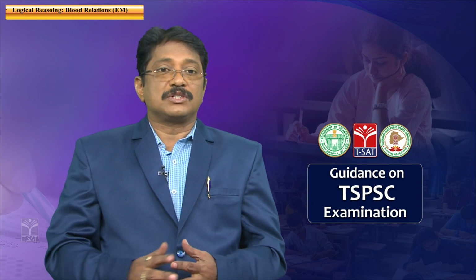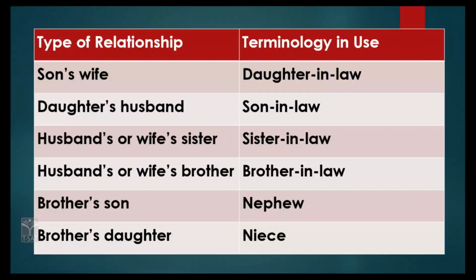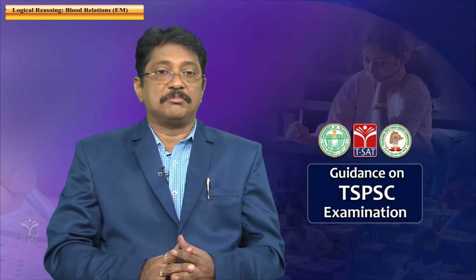Now, the wife of our son will be considered a daughter-in-law, and the husband of our daughter will be considered a son-in-law. The husband's or wife's sister we call a sister-in-law. The husband's or wife's brother will be considered a brother-in-law. A brother's son is called nephew, and a brother's daughter is called niece. These relations are very, very important.